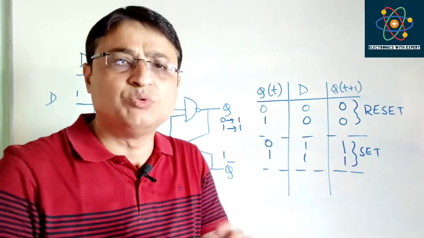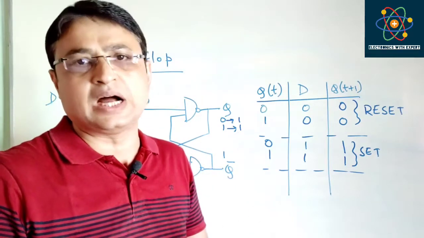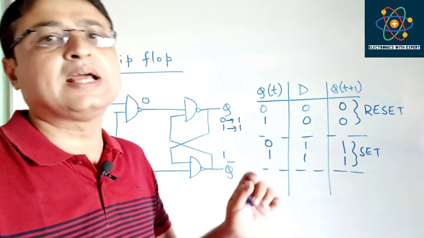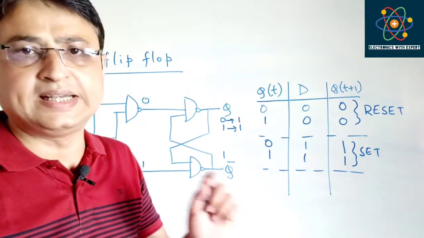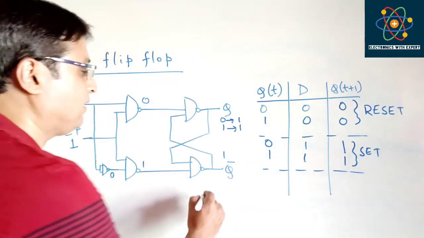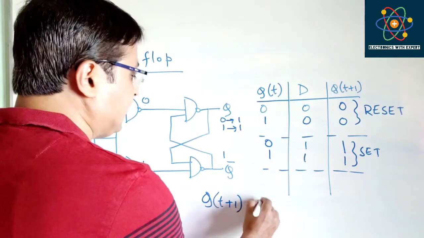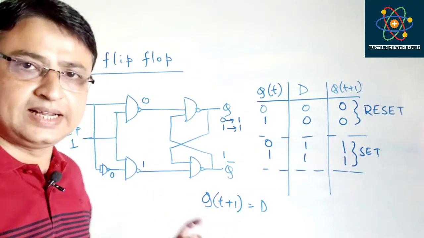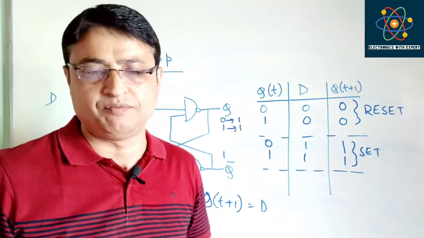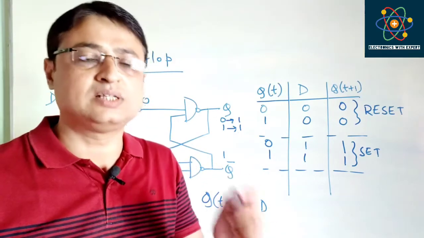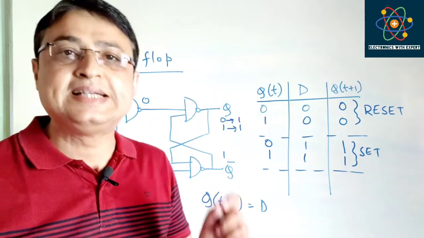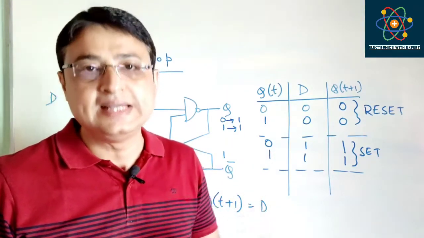equals 1. So you need not draw a Karnaugh map to find the characteristic equation for a D-type flip-flop. You can simply write Qt+1 equals D, and this is the characteristic equation for a D-type flip-flop. Actually, that's why the D-type flip-flop is called a data flip-flop or a delay flip-flop.